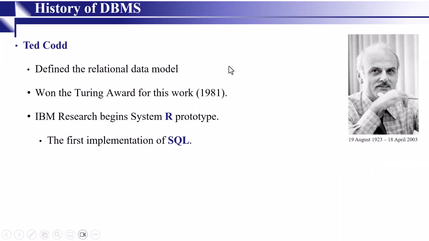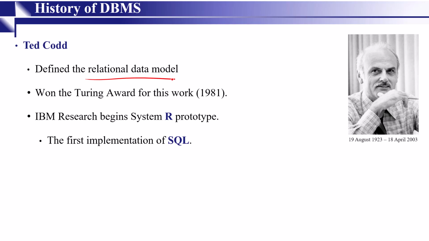Then Ted Codd revolutionized the field by defining the relational data model, and he also earned the Turing Award in 1981. Edgar Codd was a British computer scientist who is widely credited as the father of the relational database. He was born in 1923 in England and died in 2003 in the United States.